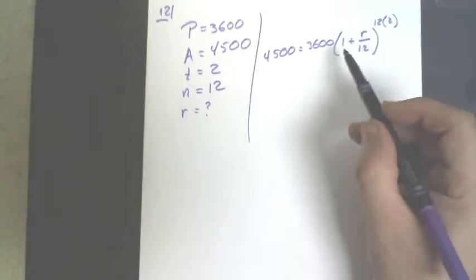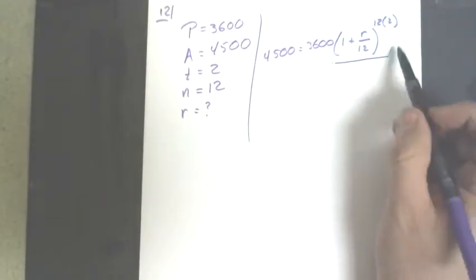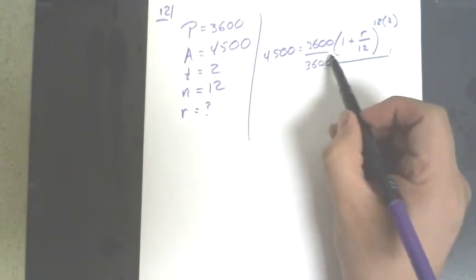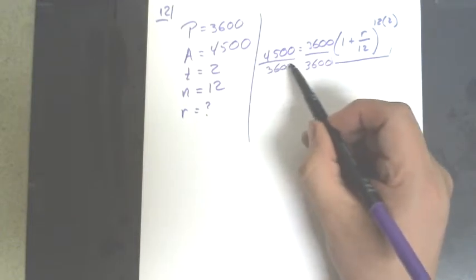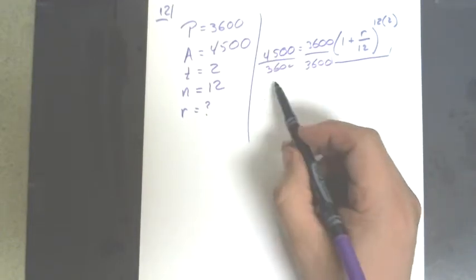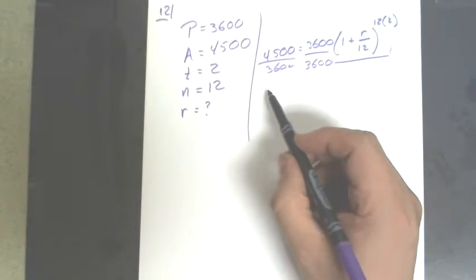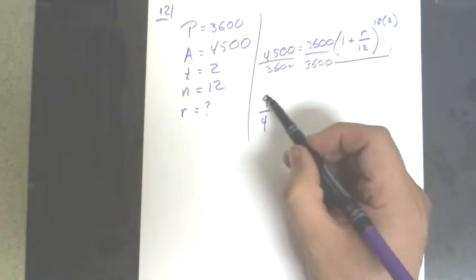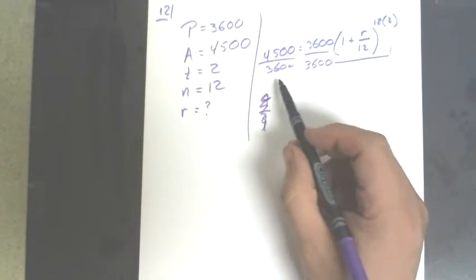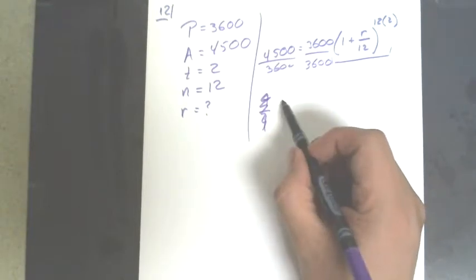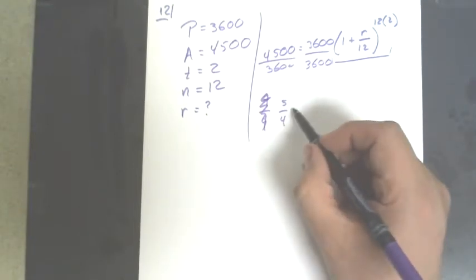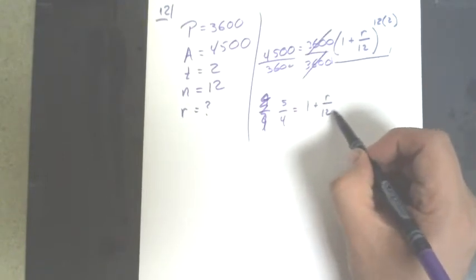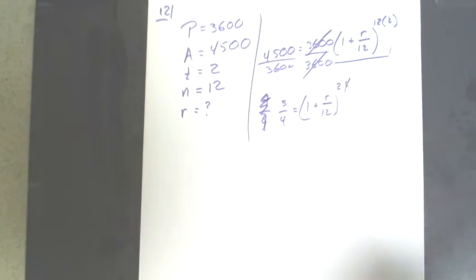Again, solving techniques. This is the complicated bit, so we want to isolate it. Get rid of the 3,600. So I'm going to divide both sides by 3,600. So 45 over 36 turns into, was it 9/4? No. How about dividing both by 9? How about 5/4? Okay. Equals, those undo each other, 1 plus R over 12 to the 24th power.